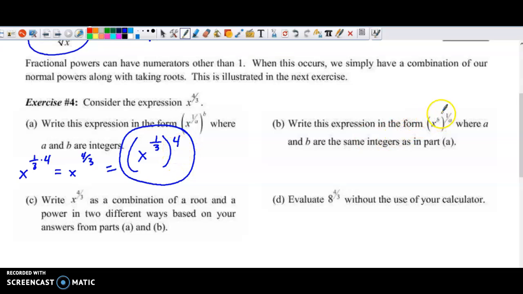Now they also want you to think of this problem a slightly different way, because what we could have done, switch this with orange, is flip these two numbers around, but multiplication is commutative, so that would have been fine. Maybe you could write it as x to the 4th and then to the 1/3 power. So this would also be equal. So all of these are equal.